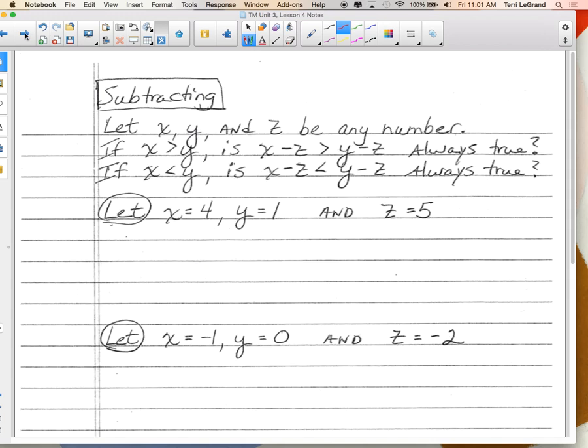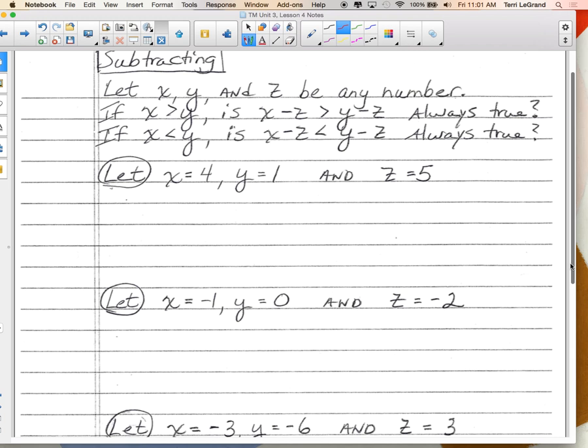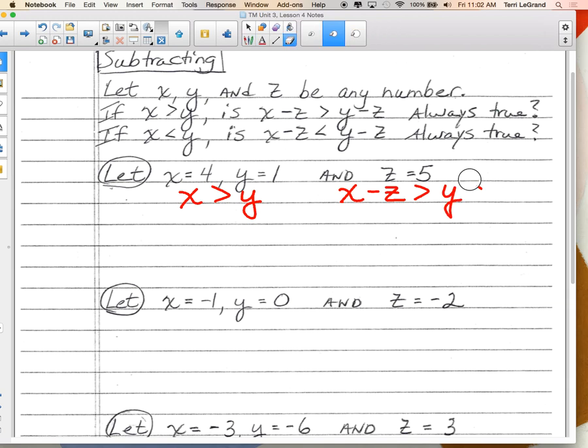Let's do subtraction. So we're going to basically do the same thing. Let x, y, and z be any number. I've already chosen them for us. If we subtract z from both sides, will it stay true? So let's figure out the relationship first of all between x and y here. X is greater than y. So we are going to explore if you subtract z, will it be false or will it be true? Okay, so that's what we're exploring.